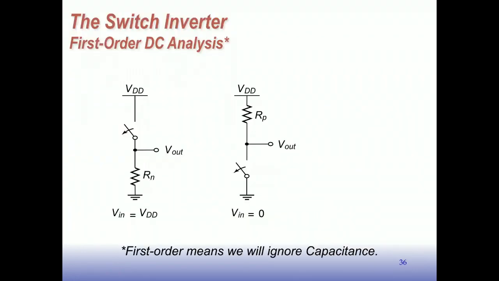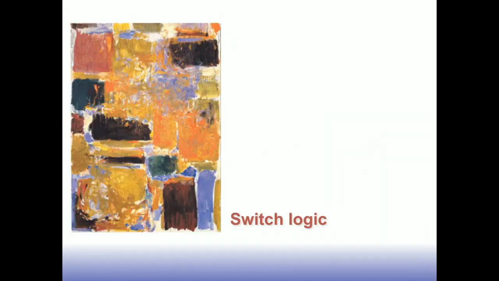And this is, for now, first order analysis, meaning we're ignoring the capacitance. Next week, we'll talk about the effect of the capacitance, which slows down the switching. Right? And that's why there's delay. But for now, we're just thinking about the functionality, the logical functionality. So how can we build logic out of this?